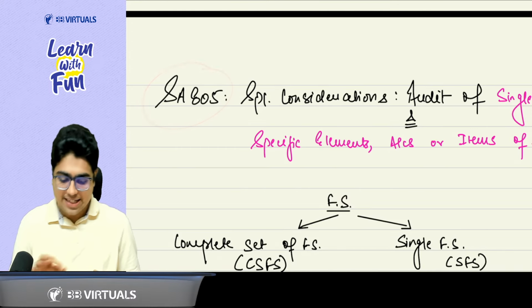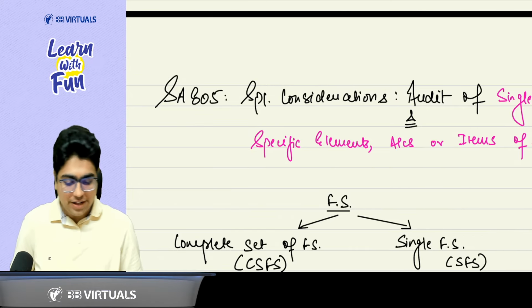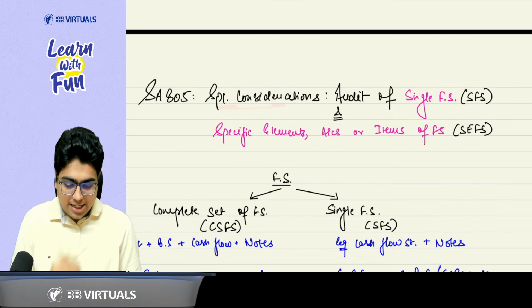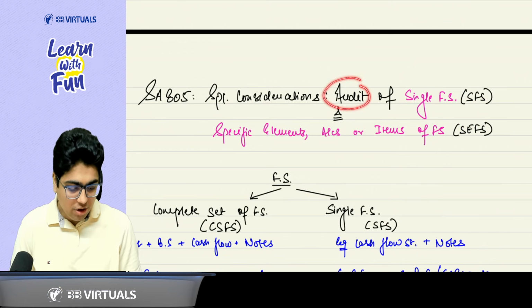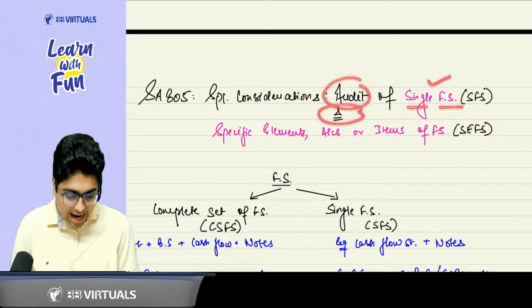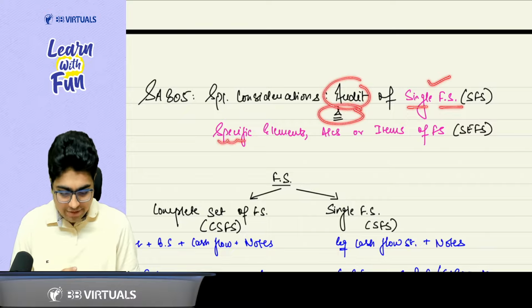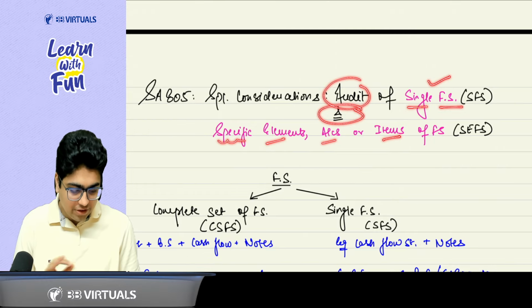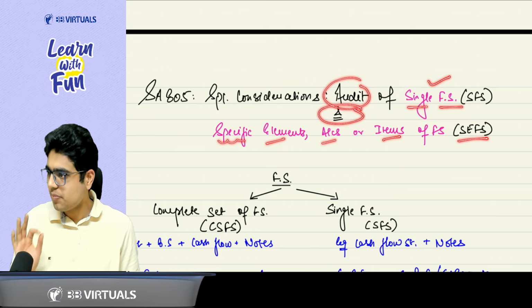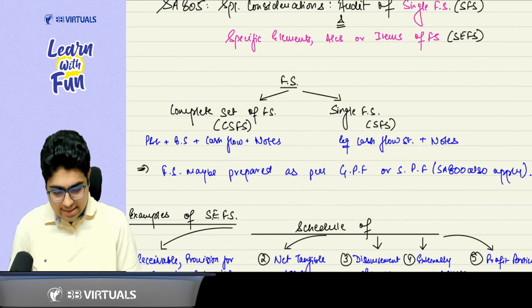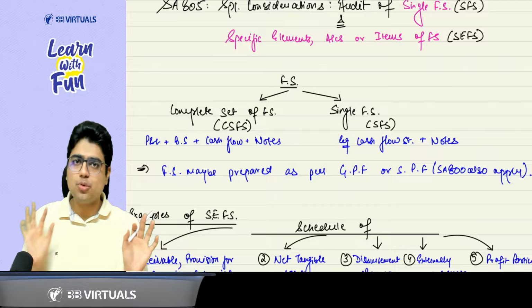Now talking about SA 805. 805 talks about special considerations when you are doing the audit of SFS. SFS means single financial statement, and audit of a specific element, account, or item of a financial statement, what you call SEFS. Now understand one thing, financial statements can be of two types.